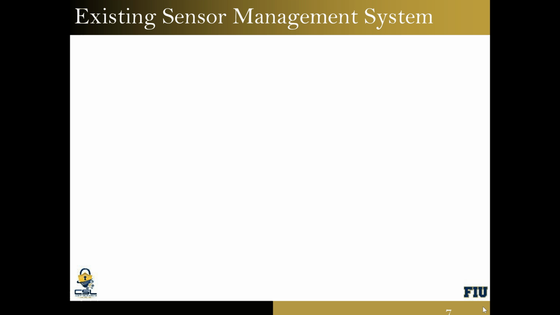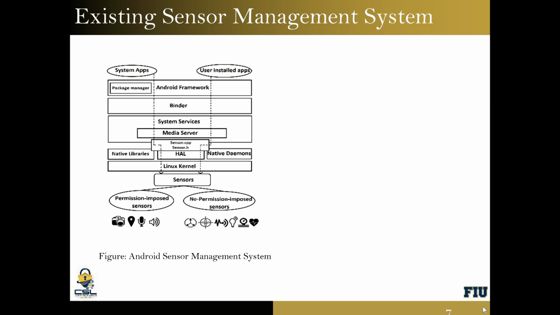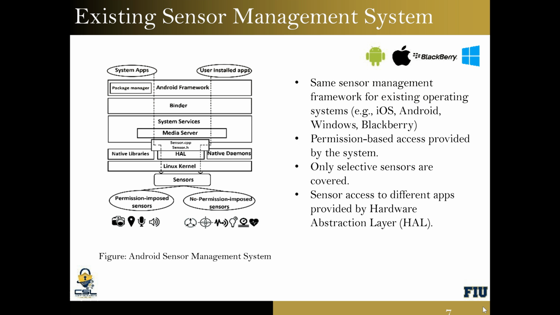So let's see the existing sensor management system. This is the Android sensor management system. Android imposes permissions on several sensors. This sensor management system is actually a general model for all Android and iOS based devices, BlackBerry devices, and Windows devices. These are all the smart devices I am talking about, small handheld devices or smartphones. They provide permission-based access by the system. Only selective sensors are covered by this sensor management system.